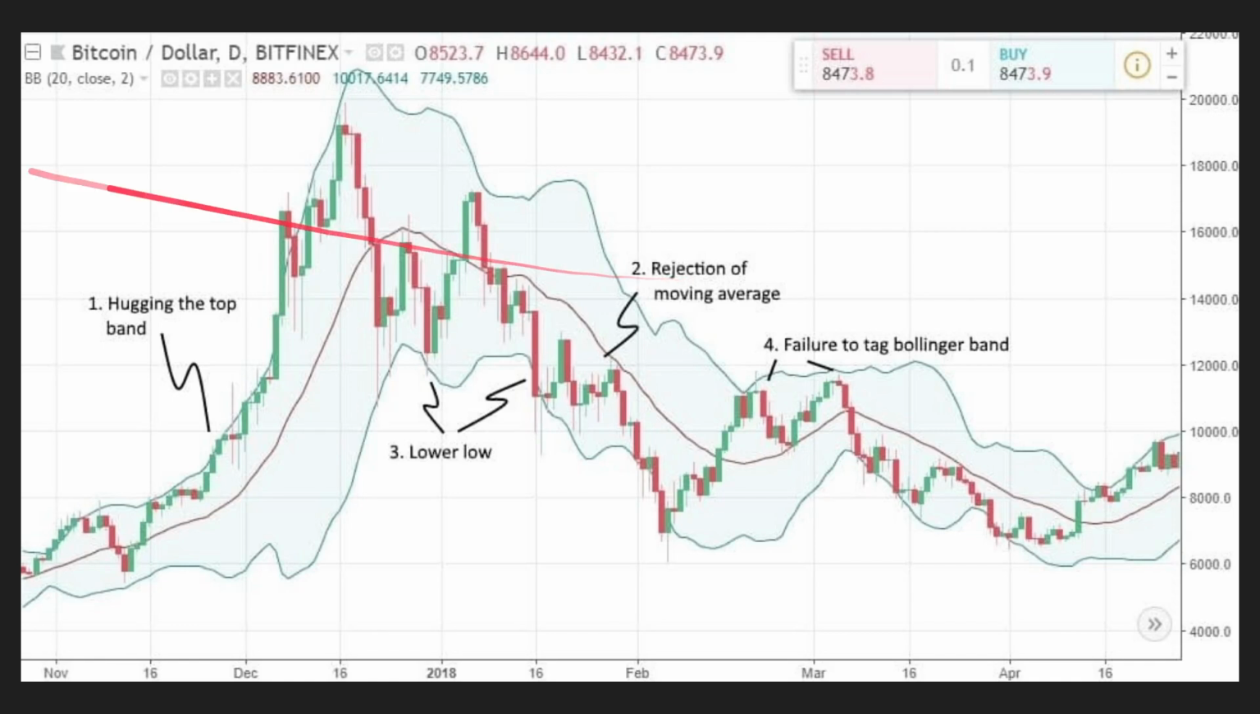Here's another example. This is Bitcoin to the US dollar. This is on Bitfinex, and this was observed in late 2017, early 2018. So this was the 2017-2018 Bitcoin market cycle top, this extreme valuation where Bitcoin just reached about 19,000. In late November, we see Bitcoin overall hugging the top part of the Bollinger Band.